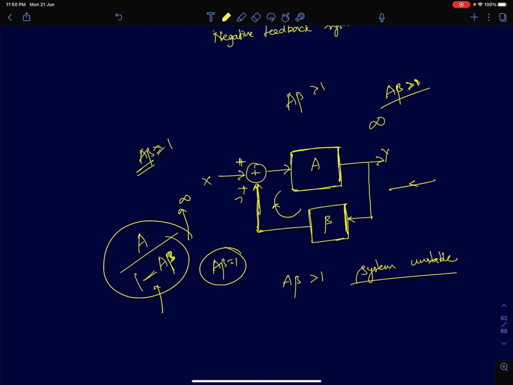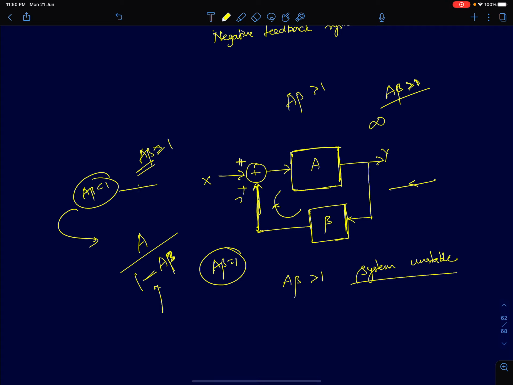But if A beta is less than 1, A by 1 minus A beta will converge to a finite value. So we can say the system is stable. Therefore, we'll use the word conditionally stable. So this is stable under certain conditions, as long as your loop gain A beta is less than 1.